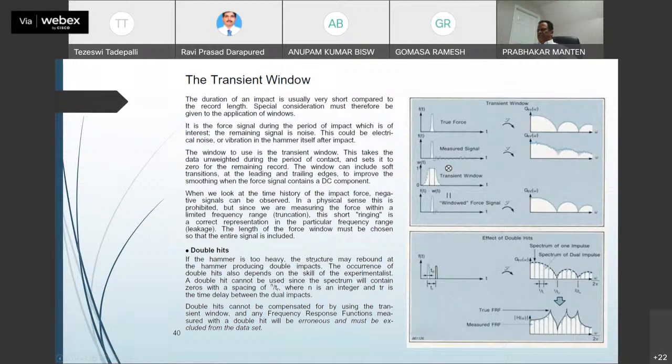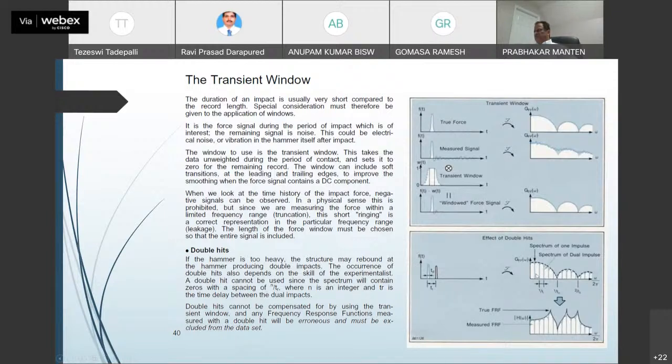Another thing is double hits, which will occur. If the hammer is too heavy, the structure will rebound. It may rebound and hit back, which is essentially relative movement of the two, causing a double impact. The occurrence of double hits also depends on the skill of the experimentalist. A double hit cannot be used since the spectrum will contain zeros.